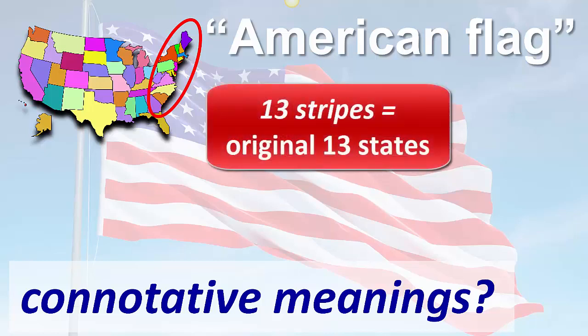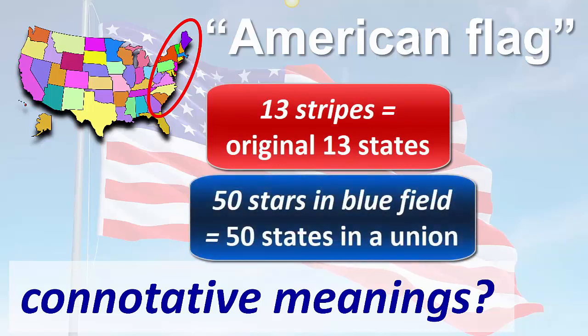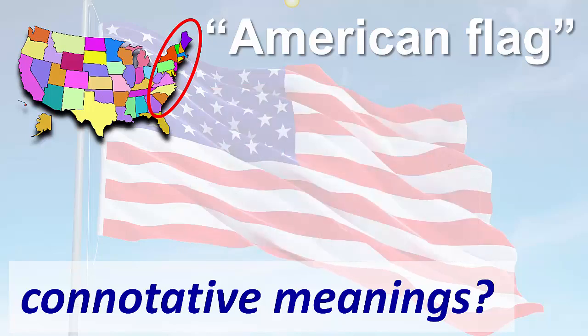We have the 13 red and white stripes that stand for the original 13 states, but then we have 50 stars on the blue field that stands for the various 50 states we have today collected together in one political union. Now, we don't just think about the nation and leave it at that. We think about lots of other things as well.